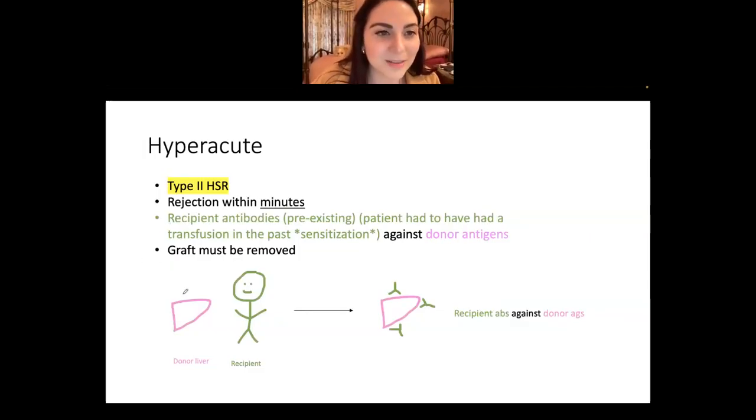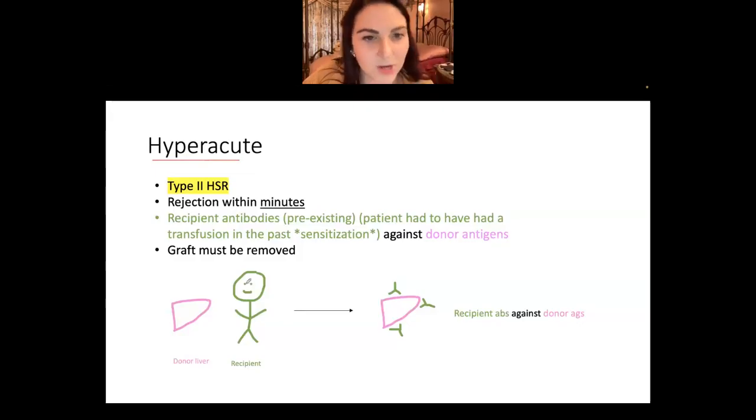So the first one's hyperacute. Hyperacute tells you how quickly it's happening. It's happening within minutes. Type 2 hypersensitivity, so that you know it's going to be an antibody against some sort of antigen. That's what happens. So remember though, with these type 2 hypersensitivities, these antibodies are going to be in the recipient.